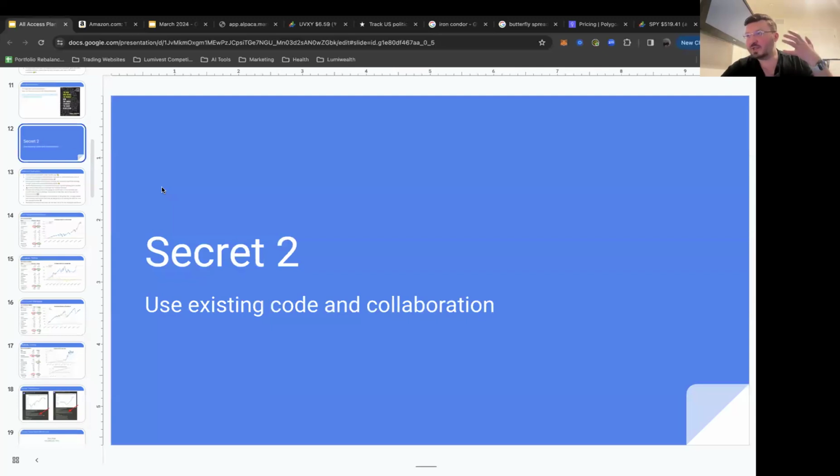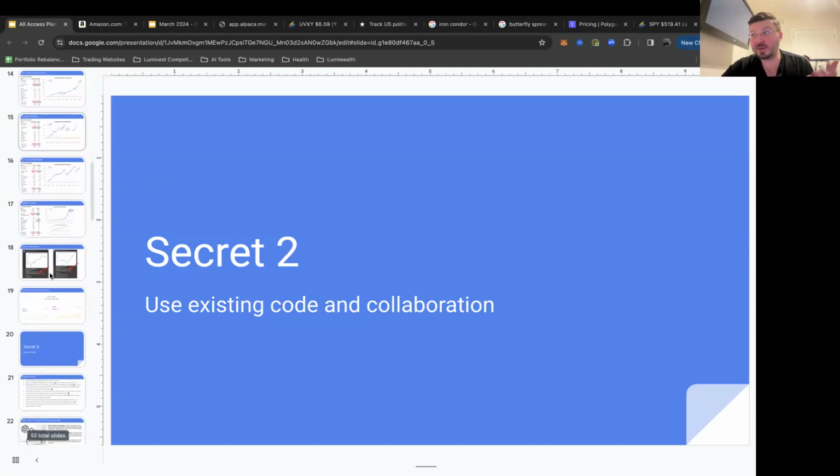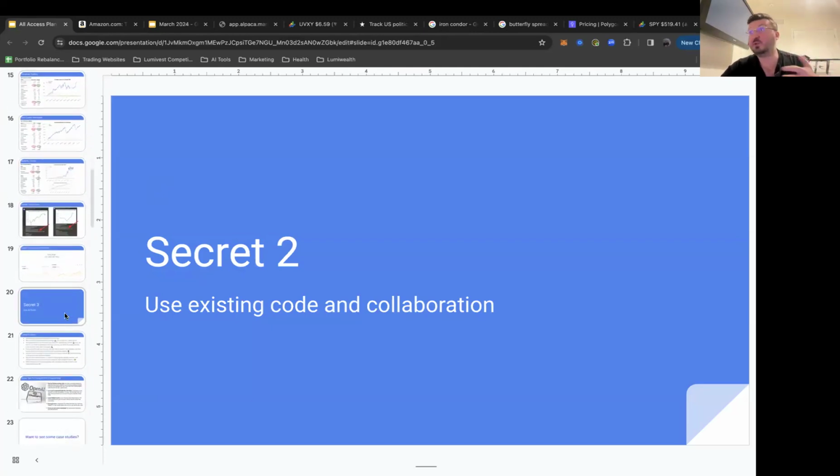Use existing code, collaborate with people. You don't need to do this stuff from scratch. We have a ton of things that we already have. If there's something specific you want to do, we probably already have code for it. There's probably something you could already use, right? You don't need to do these things from scratch, right?